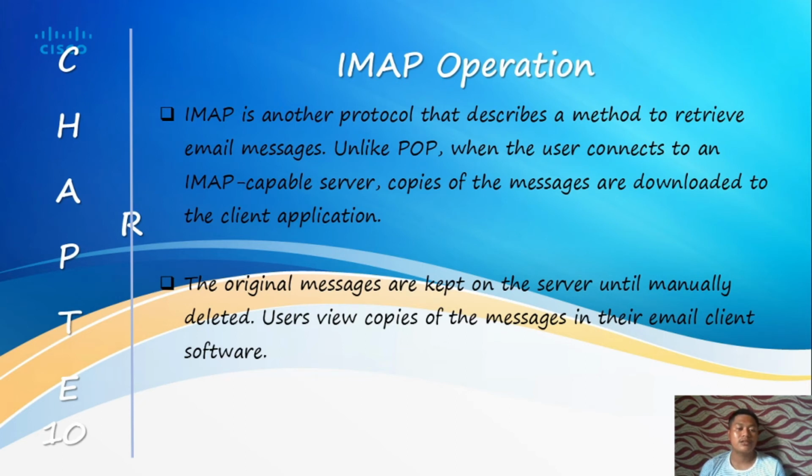IMAP operation. IMAP is another protocol that describes a method to retrieve email messages. Unlike POP, when the user connects to an IMAP-capable server, copies of the messages are downloaded to the client application. The original messages are kept on the server until manually deleted. Users view copies of the messages in their email client software.